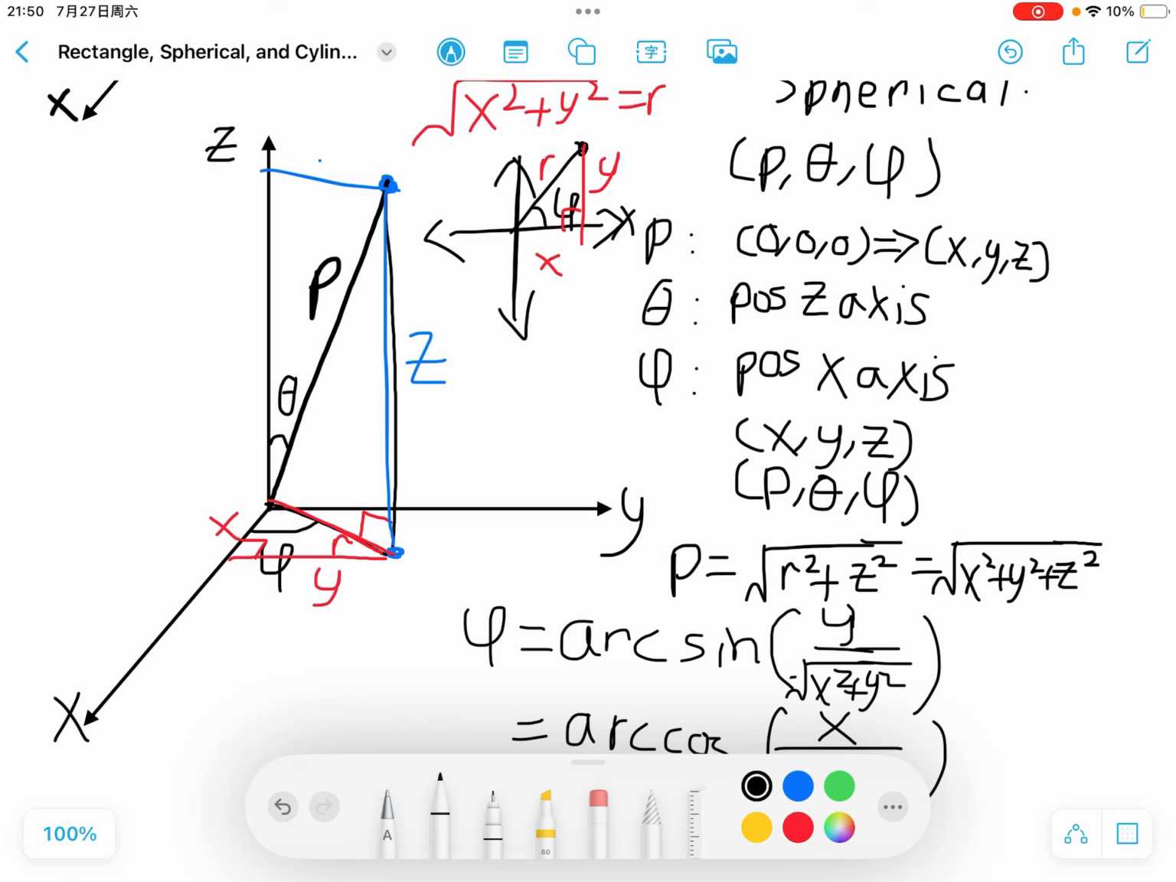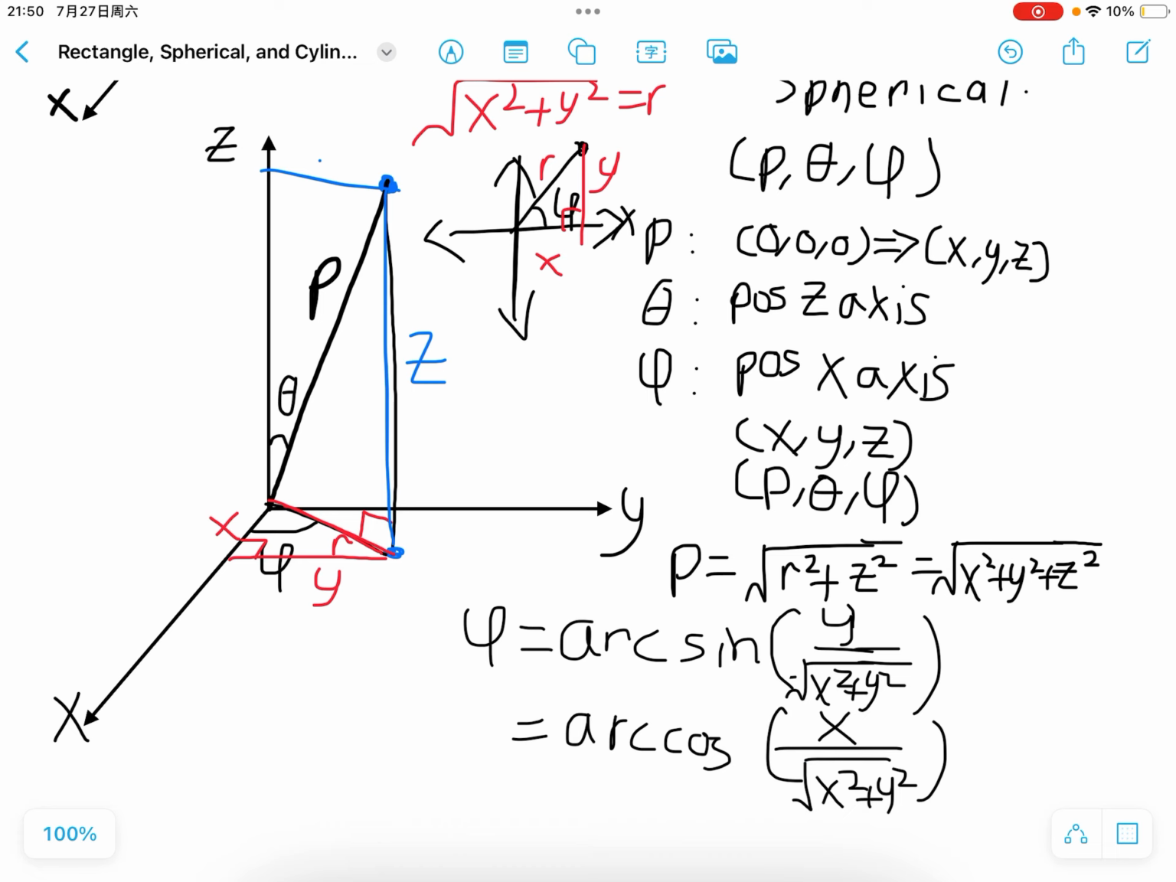You know that sine phi is just opposite over hypotenuse, so that's just y over r. So if you want to figure out phi, you enter arc sine y over r in the calculator, and r is equal to root x squared plus y squared, right? So you enter y over root x squared plus y squared. The same thing goes for cosine, so an arc cosine.